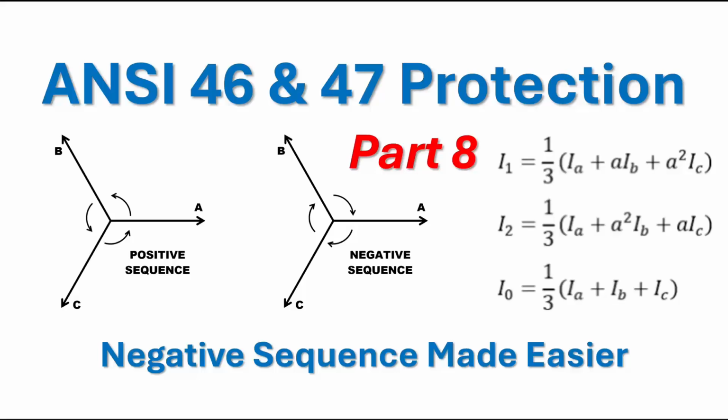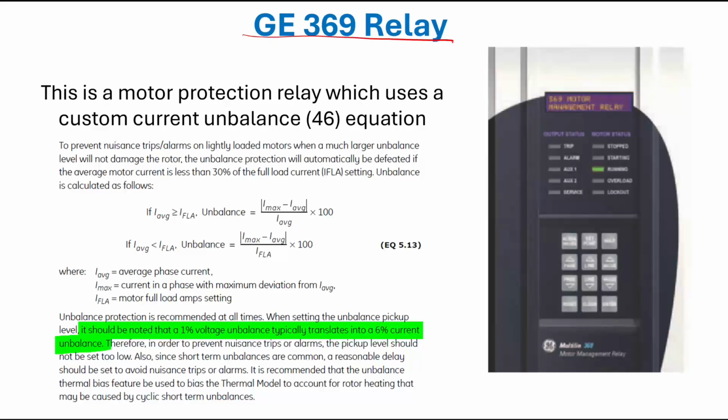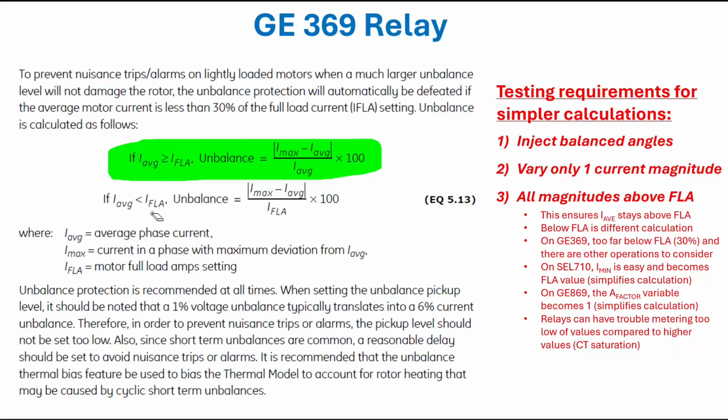Okay, so welcome back. This is going to be part 8 of Negative Sequence Made Easier. This one is going to be over the GE369 relay. It's an older relay, but still I want to go over different ways of doing these current unbalanced equations. As I said, I'm going to go right here.